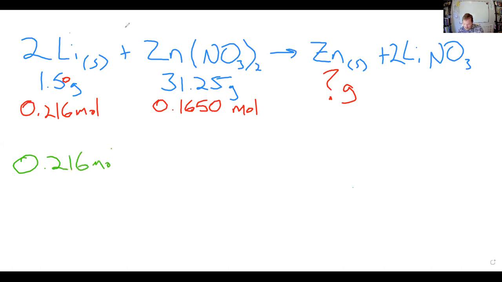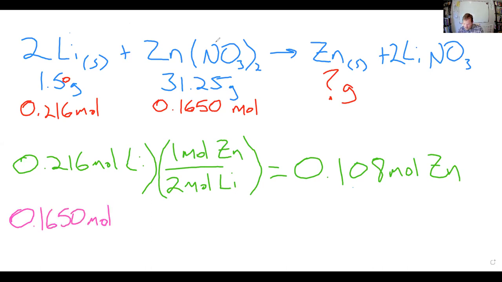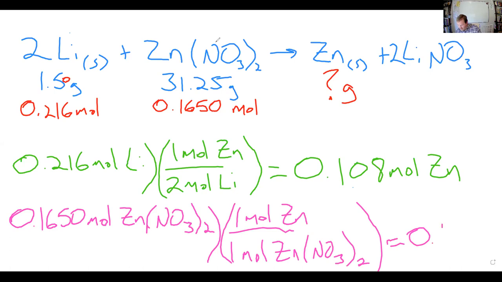So we say 0.216 moles of lithium, and for every 2 moles of lithium, you can make 1 mole of product. So we'll get 0.108 moles of zinc. If we start from the zinc nitrate, 0.1650 moles of zinc nitrate, and every 1 mole of zinc nitrate makes 1 mole of product, we're going to get the same number out, right? 0.1650 moles of zinc.